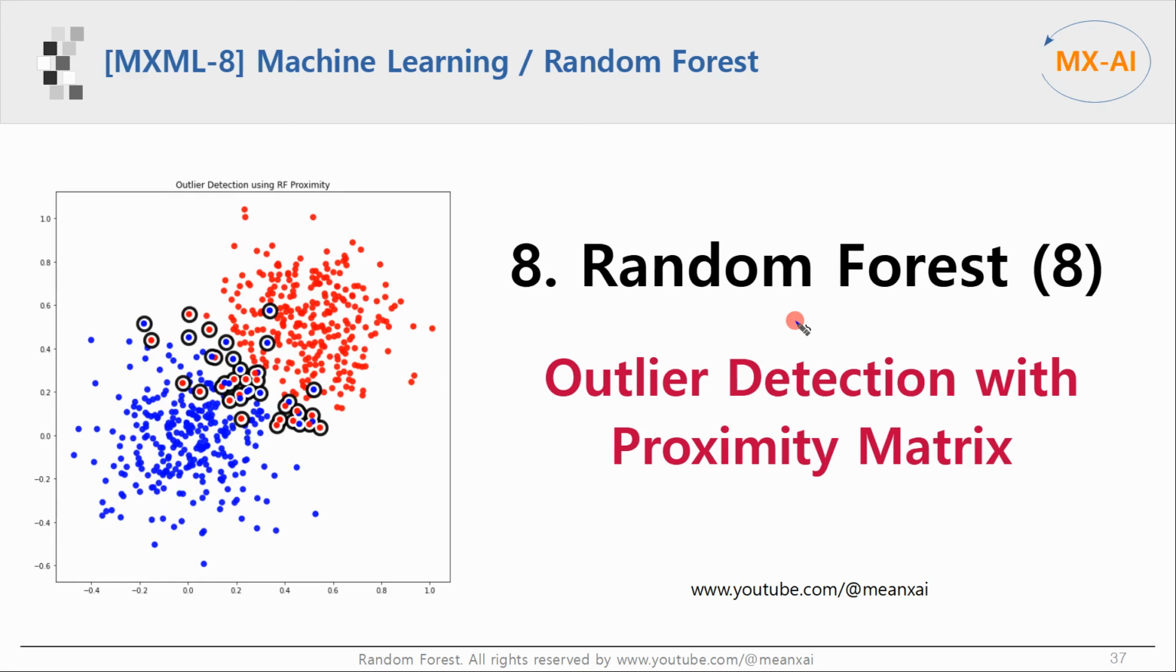Hello, everyone, and welcome to the 8th lecture in our Random Forest series. In this lecture, we're going to learn how to detect outliers in a dataset using one of the most important byproducts of random forests, the proximity matrix.